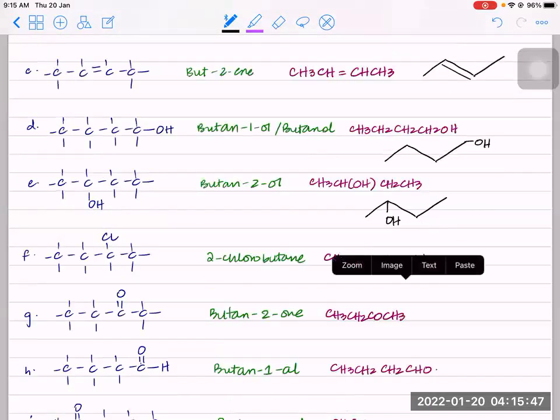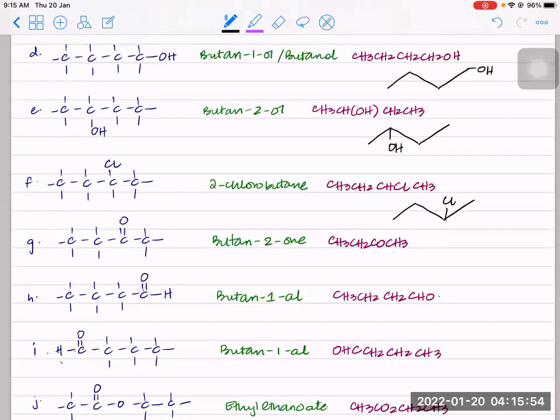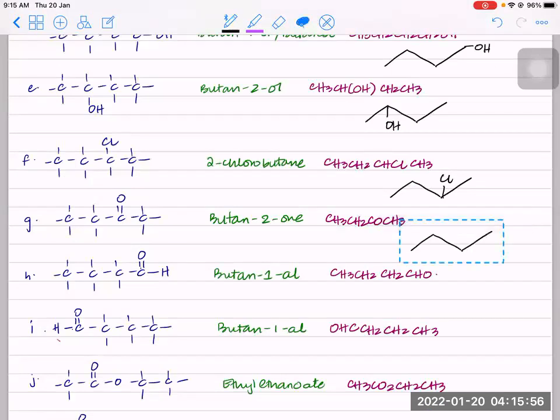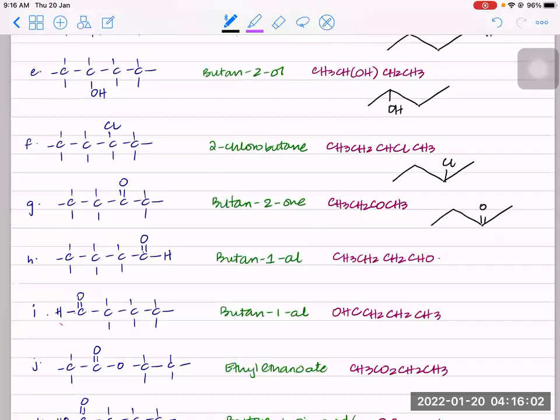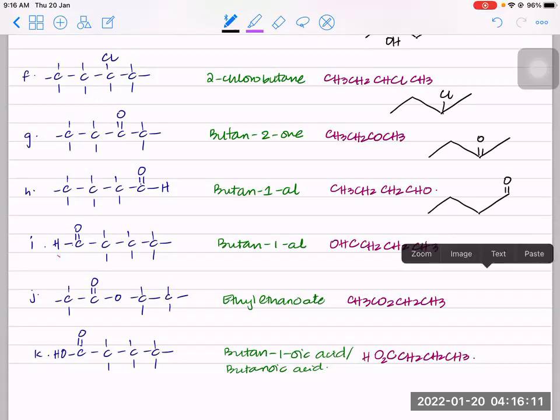Then we have four carbons over here. And right here we have a Cl. Then we have four carbons over here. And right here we have a double bond O. We have four carbons over here. Right here we have a double bond O. Four carbons over here. And we have a double bond O here.